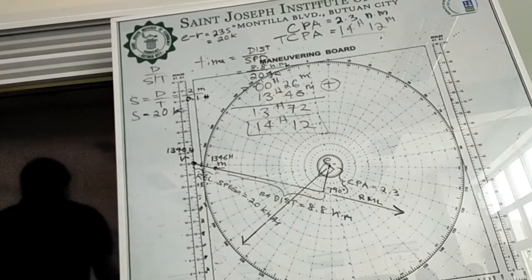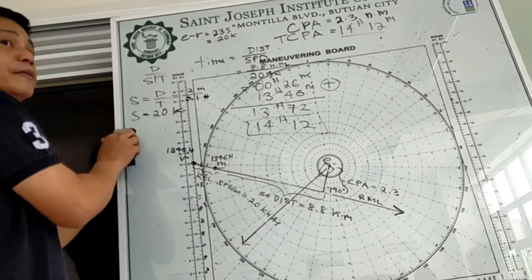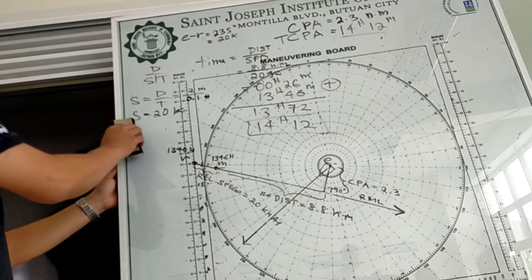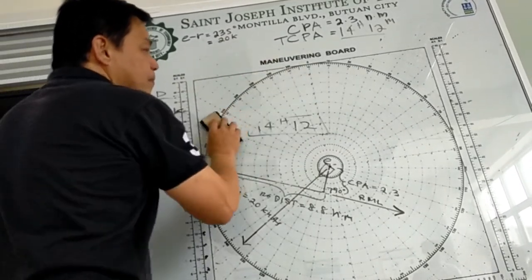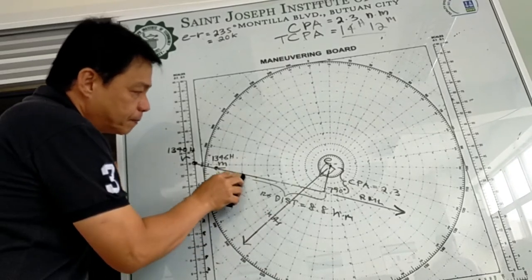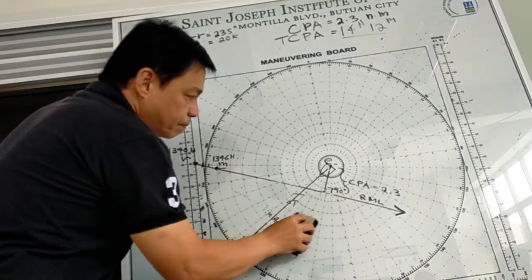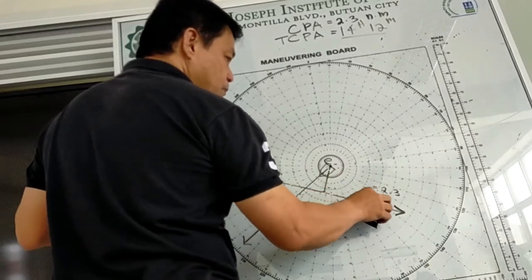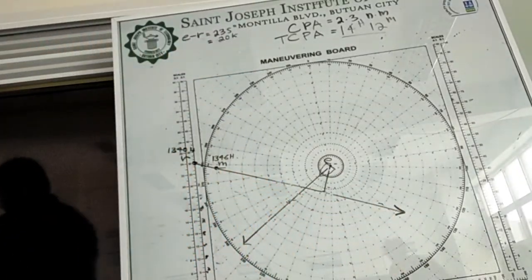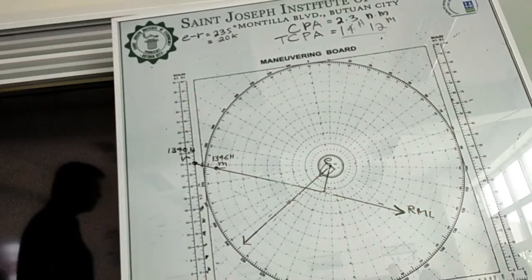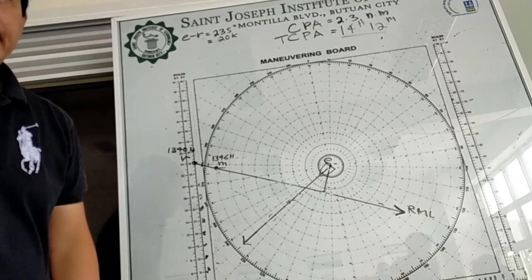So what will we do? First, let us erase these things. Okay. This is still the relative motion manual. Now, we will now apply the company policy.